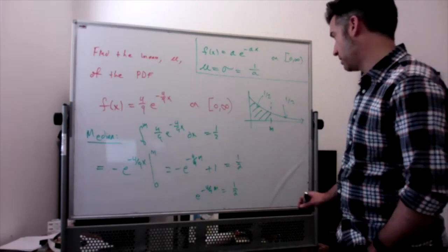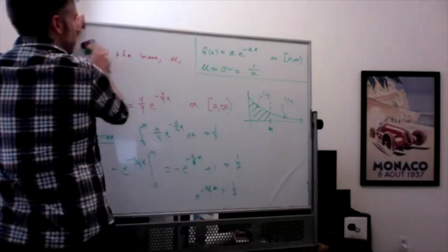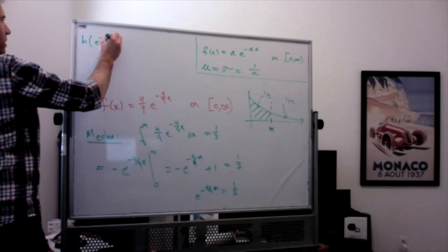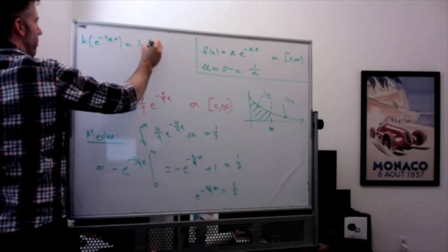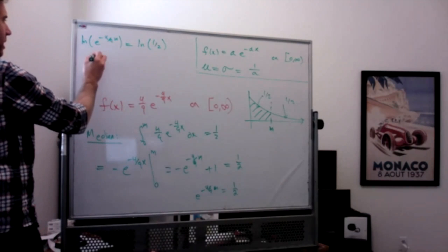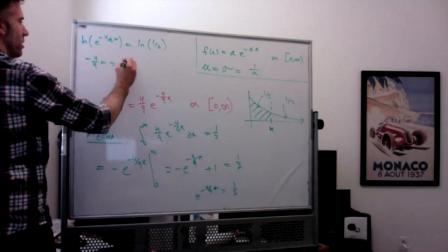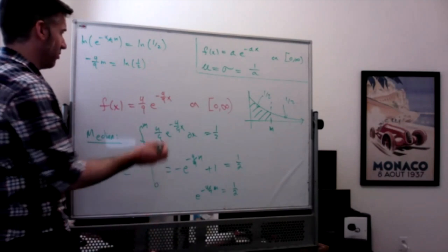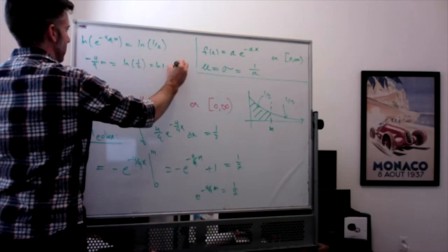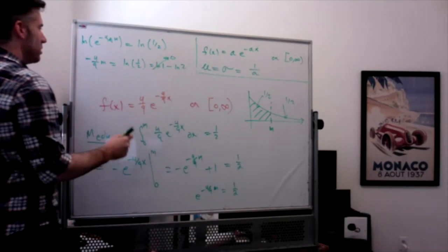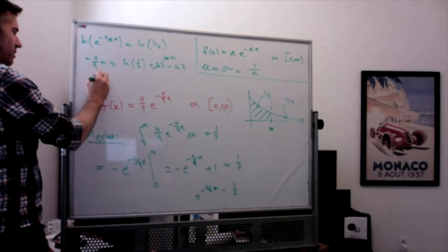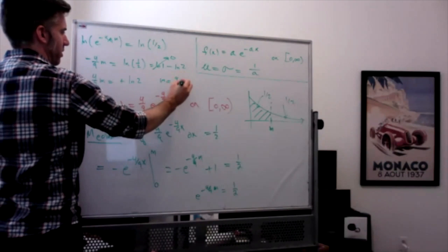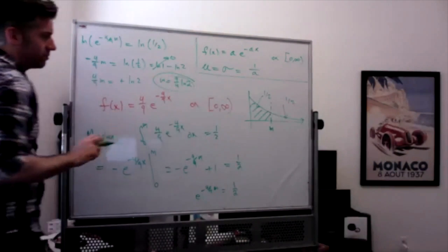Take the natural log of both sides. The natural log of e to the negative 4/9 m equals the natural log of 1/2. So negative 4/9 m equals the natural log of 1/2. But the natural log of 1/2 is really the negative natural log of 2, or you can think of it as the natural log of 1 minus the natural log of 2, and the natural log of 1 is 0. So positive 4/9 m equals the natural log of 2, and m equals 9/4 times the natural log of 2.